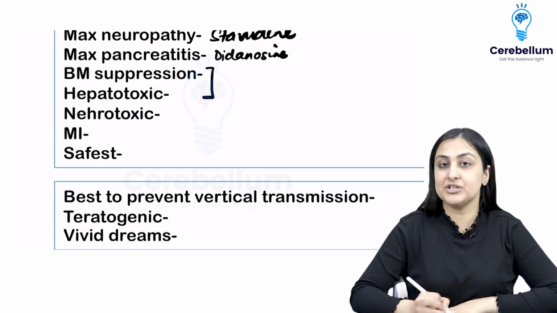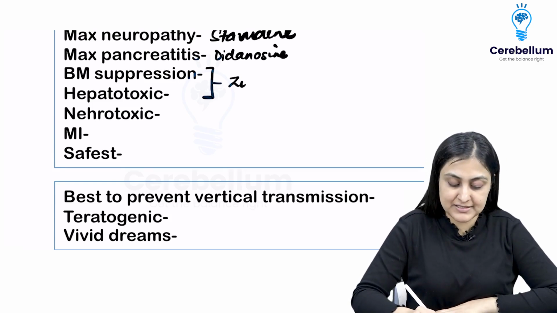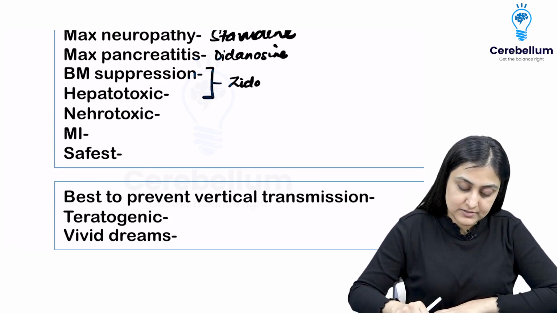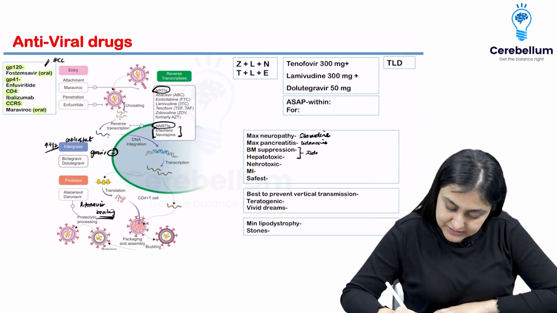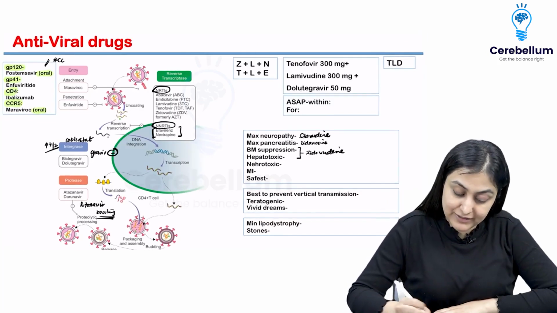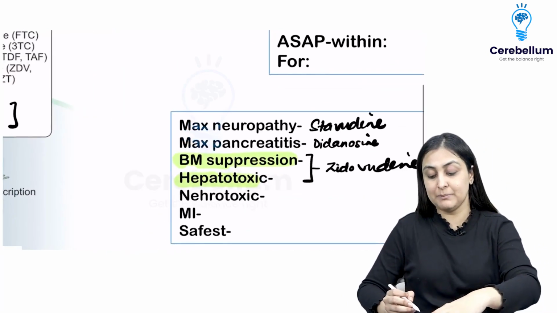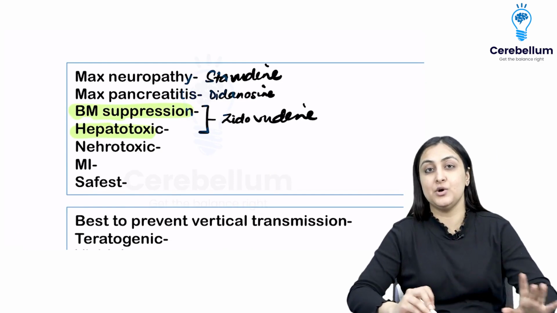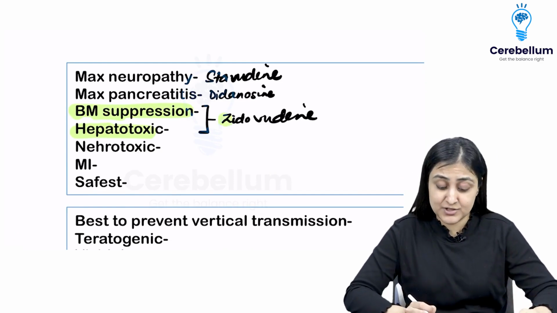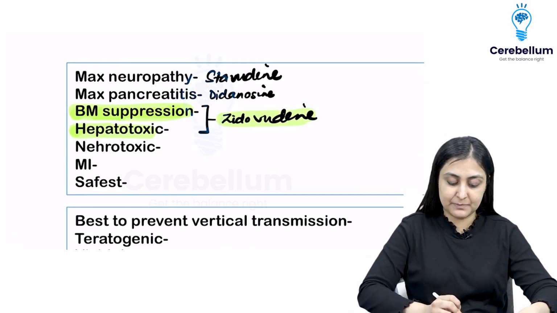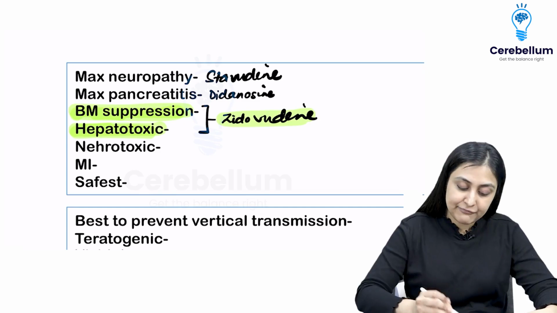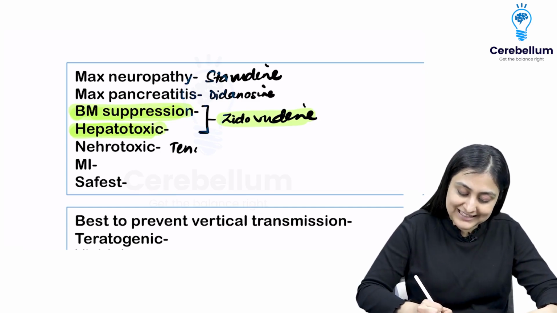Bone marrow suppression and liver toxicity, both of these are maximum with zidovudine. Alright, so zidovudine is the maximum for two very important effects, BM suppression and hepatotoxicity. And if you remember pyrazinamide, Z, so Z always has a lot of toxicity, right? So you want to remember zidovudine, BM suppression, hepatotoxic. Nephrotoxic, N for tenofovir.